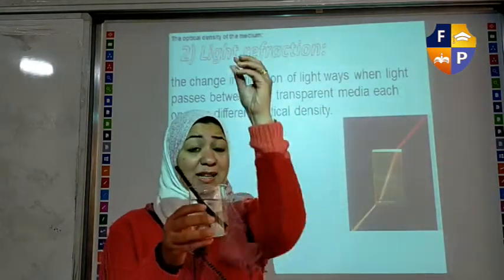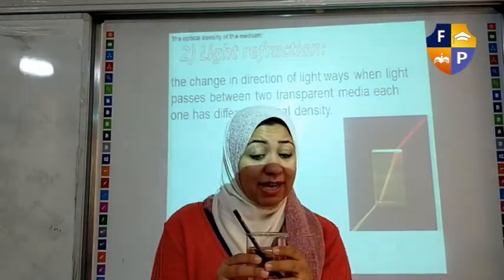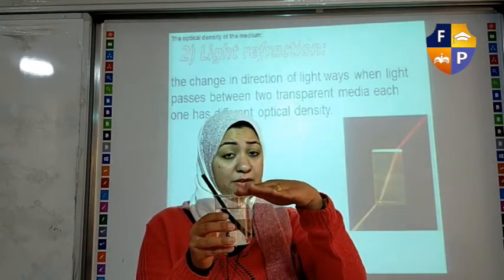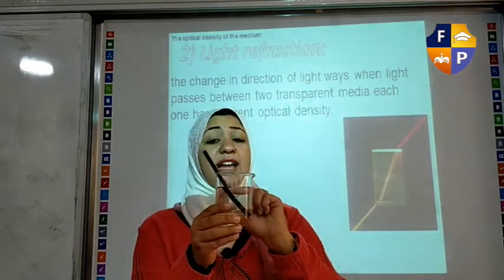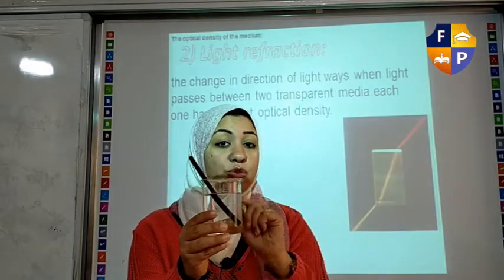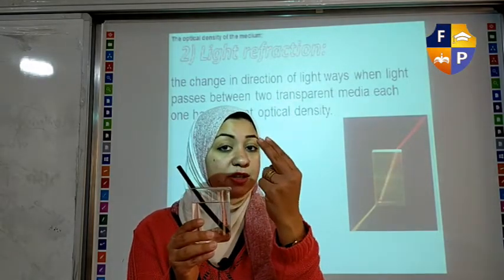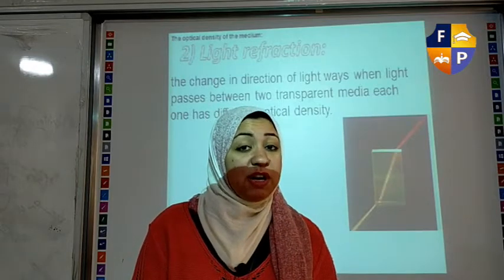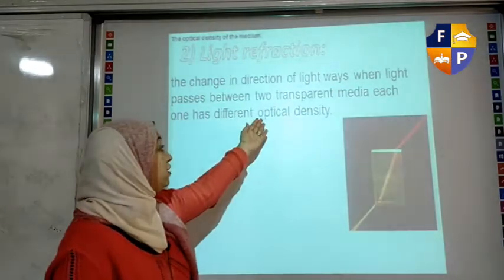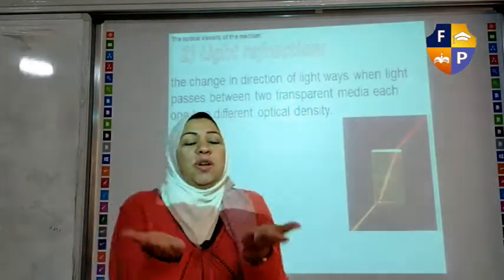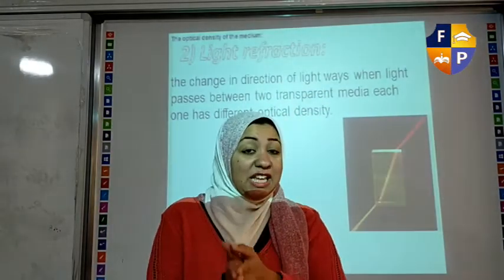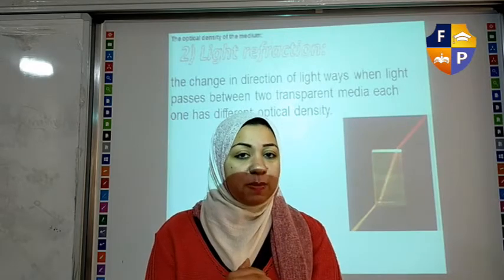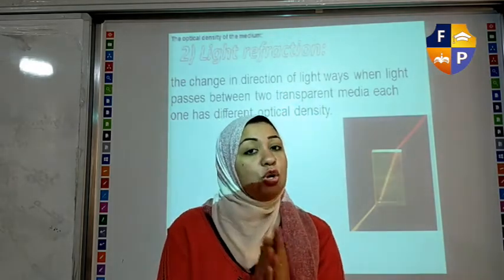We said the light emitted from the electric lamp will pass through the air from above the surface of the beaker, and it will pass also through the water. So these are the two transparent mediums, the air and the water. But each of these two transparent mediums has a different optical density. What do I mean by optical density? It means the speed of the light waves through these two transparent mediums, through air or through water.